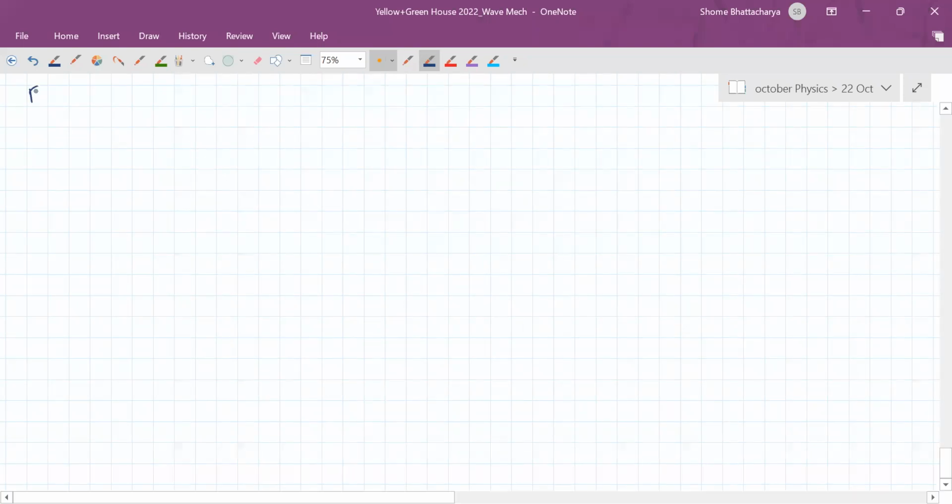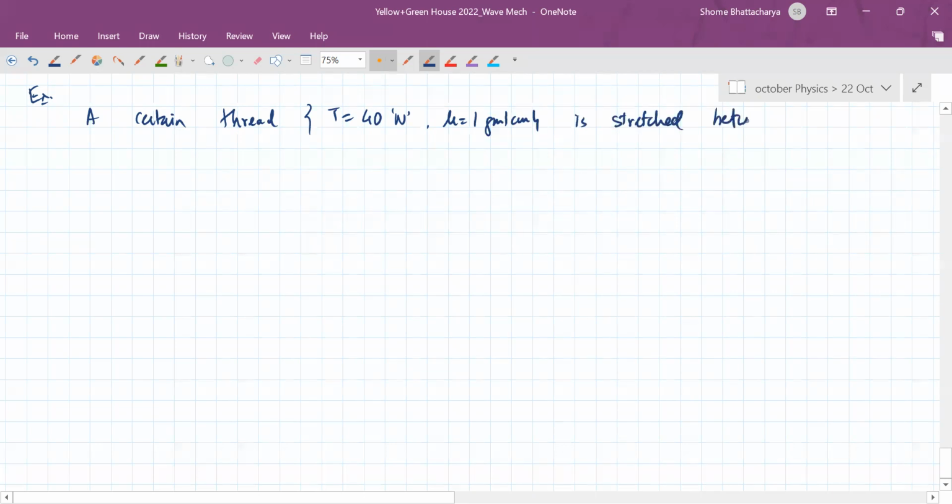So let's look at an example problem. A certain thread of tension 40 newtons and linear mass density 1 gram per centimeter is stretched between two fixed points.